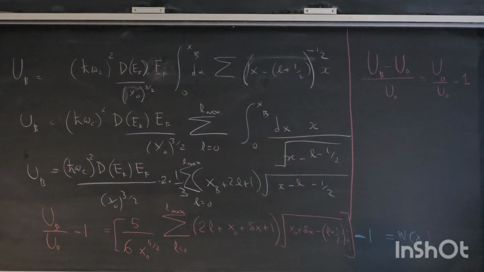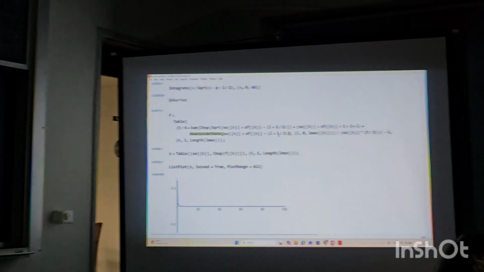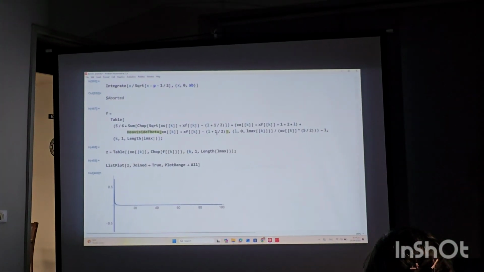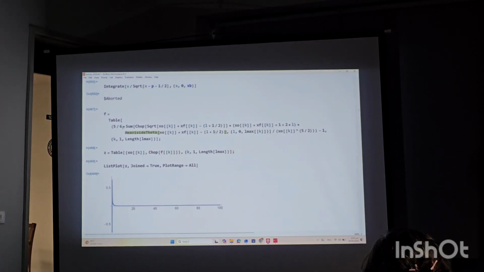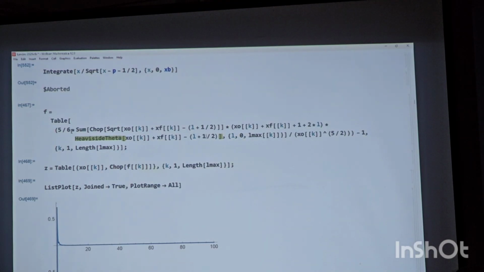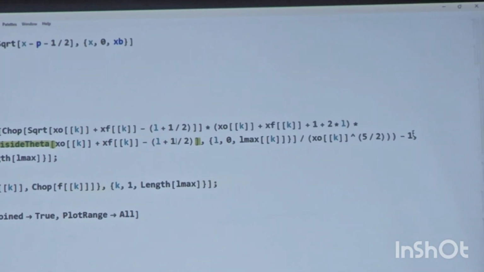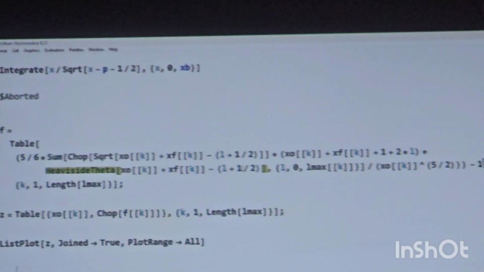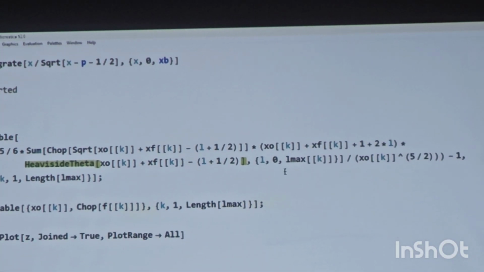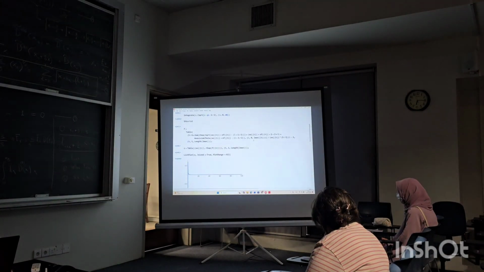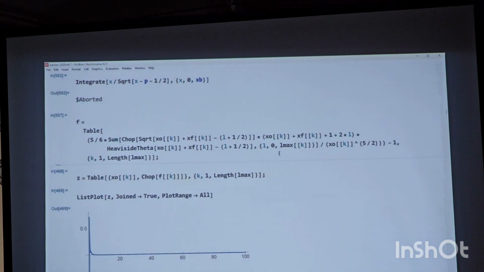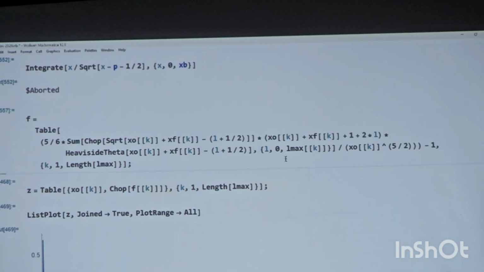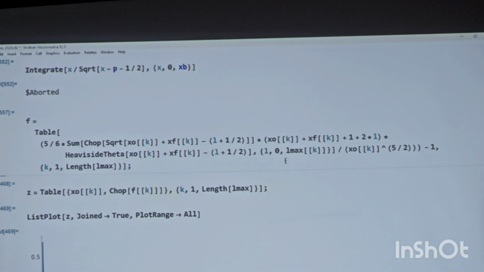So here what I've done, this is my Wx. As you can see, it's 5 by 6, this sum, with minus 1, so it has all the ingredients that I've written on the blackboard. I just plot it. I call this function f. On the blackboard I've called it W. So I compute this fractional change in the energy upon the imposition of a magnetic field.